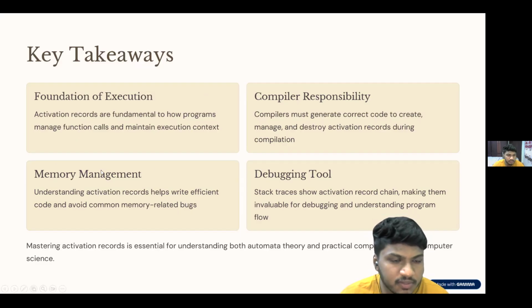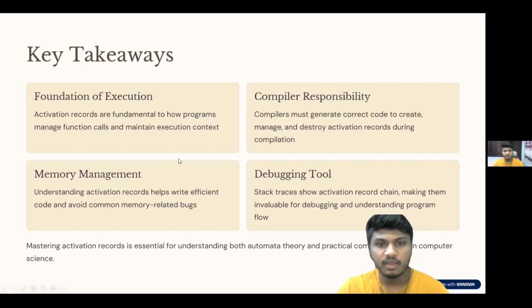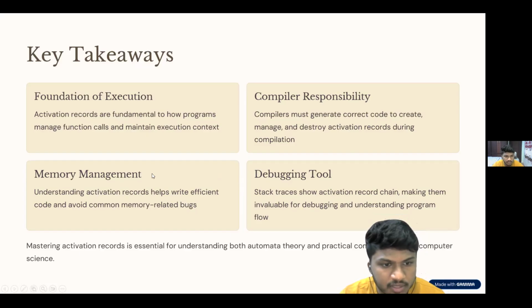Then there is memory management, which is very essential. Understanding activation records helps write efficient code and avoid common memory-related bugs. When you understand activation records correctly, it helps you write efficient code and do good memory management. And lastly, the debugging tool: stack traces show the activation record chain, making them invaluable for debugging and understanding program flow. Mastering activation records is essential for understanding both automata theory and practical computer science.